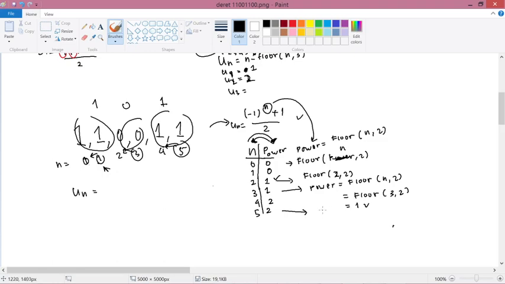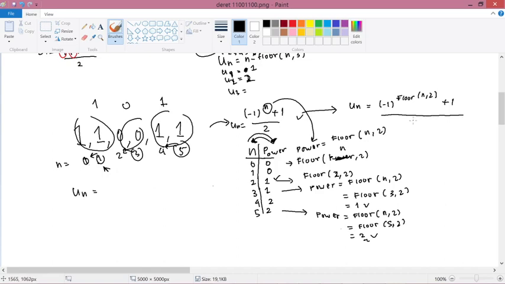Let's try when n is 5, so power is equal to floor of n comma 2, which is floor of 5 comma 2. 5 divided by 2 is 2.5, floor of 2.5 is 2, so the result is 2, so it's correct. So the formula for the power is floor of n and 2. So this becomes minus 1 to the floor of n comma 2, plus 1, divided by 2. So we get the formula for two consecutive 0 0, two consecutive 1 1 and 0 0 and 1 1.